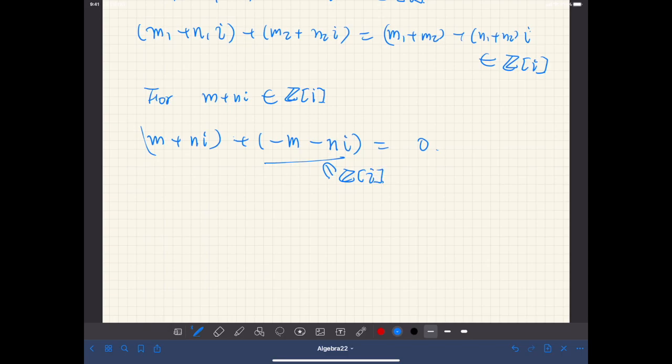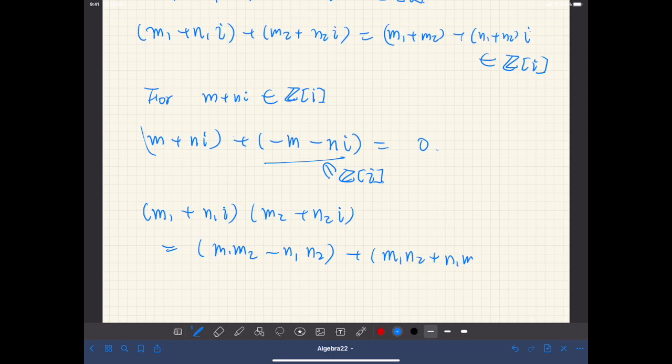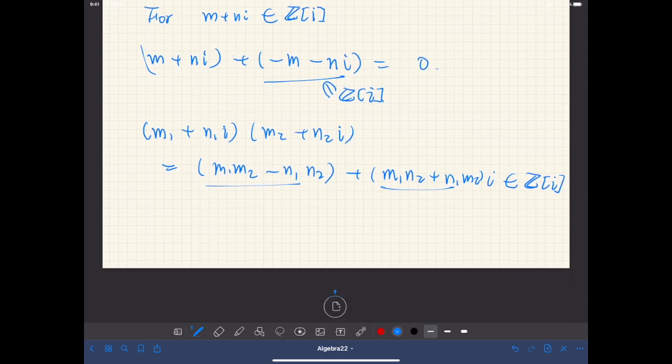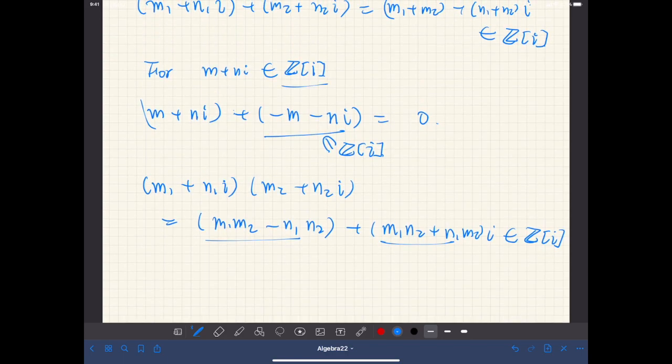And what about multiplication? m1 plus n1 i times m2 plus n2 i. This is m1 m2 minus n1 n2 plus (m1 n2 plus n1 m2) i. So these are integers, so this is an element of Z of I. Therefore, this is a ring.